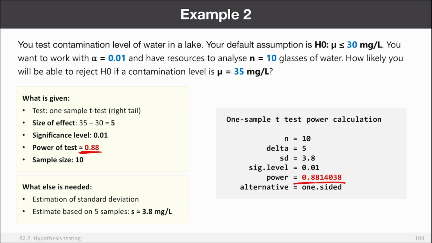So in 88% of cases, I will be able to see this contamination level. So it means reject the null hypothesis, of course, right? If I use 10 glasses of water instead of 16. Remember, with 16 glasses of water, the power is 99%, while with 10 glasses of water, it's 88.